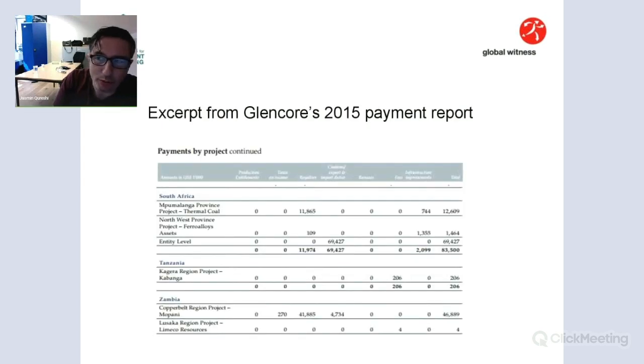So I just wanted to give you an example of a payment report, just so you can see. This is an excerpt from Glencore's 2015 payment report, Glencore being a very big oil producer, mining company. We can see from this excerpt that there are 3 different countries: South Africa, Tanzania, and Zambia. For Zambia at the bottom, there are 2 projects reported. In Tanzania, it's just 1 project. And in South Africa, it's 2 projects. We can also see, hopefully, how it's broken down by taxes, royalties, production entitlements, etc.